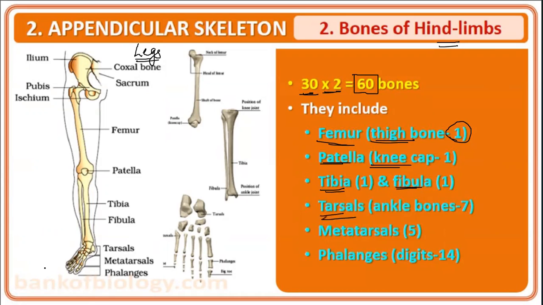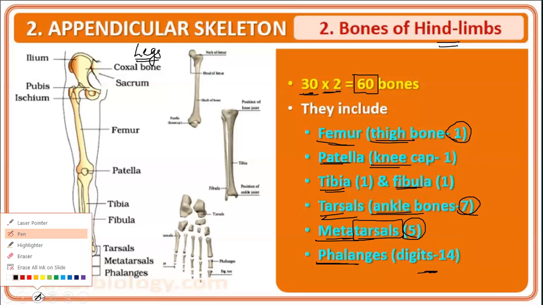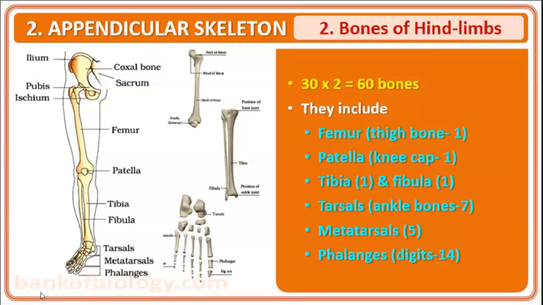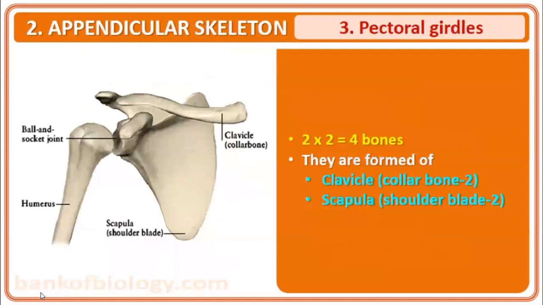Then you have the ankle bones where you wear the shoe, socks, then anklets. They are 7 in number. Then you have 5 metatarsals over here. It is not metacarpals, it is metatarsals. At last you have the phalanges, which are 14 in number. Clear guys? Next one is about the pectoral girdle.